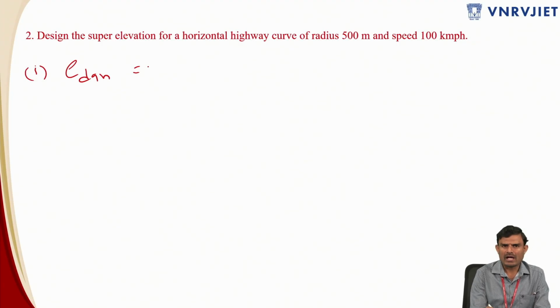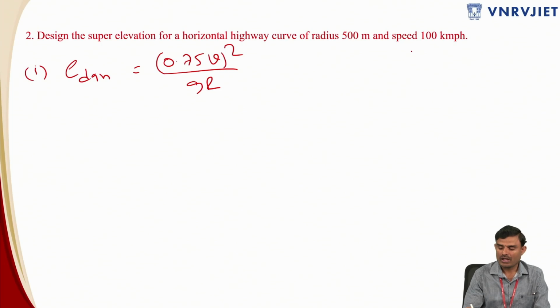e_design is equal to, I have to take the 0.75 speed. So that is nothing but (0.75 V)² divided by gR. I know that V is equal to 100 kmph. I convert that into meters per second: 100 divided by 3.6, which is nothing but 27.77 meters per second.